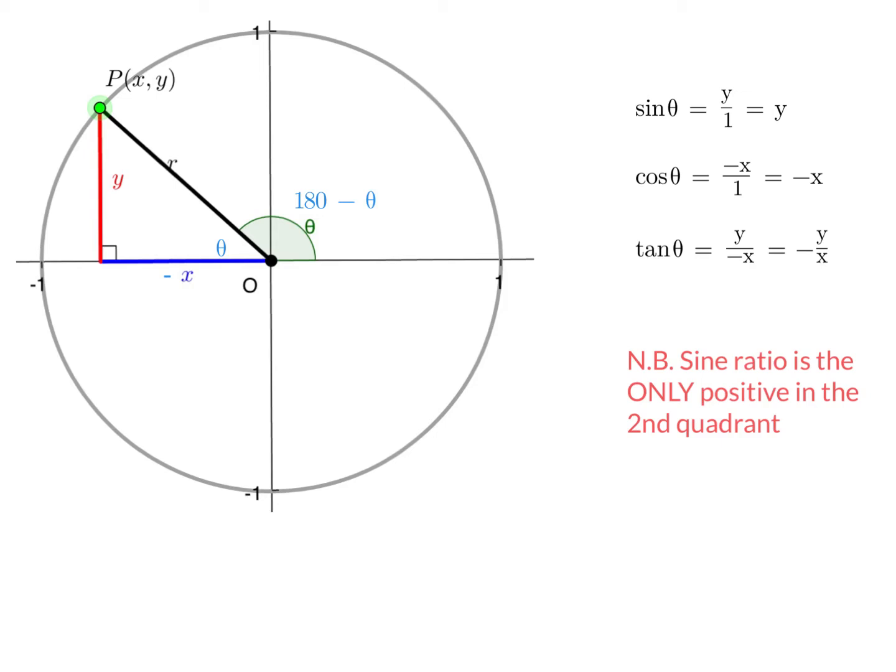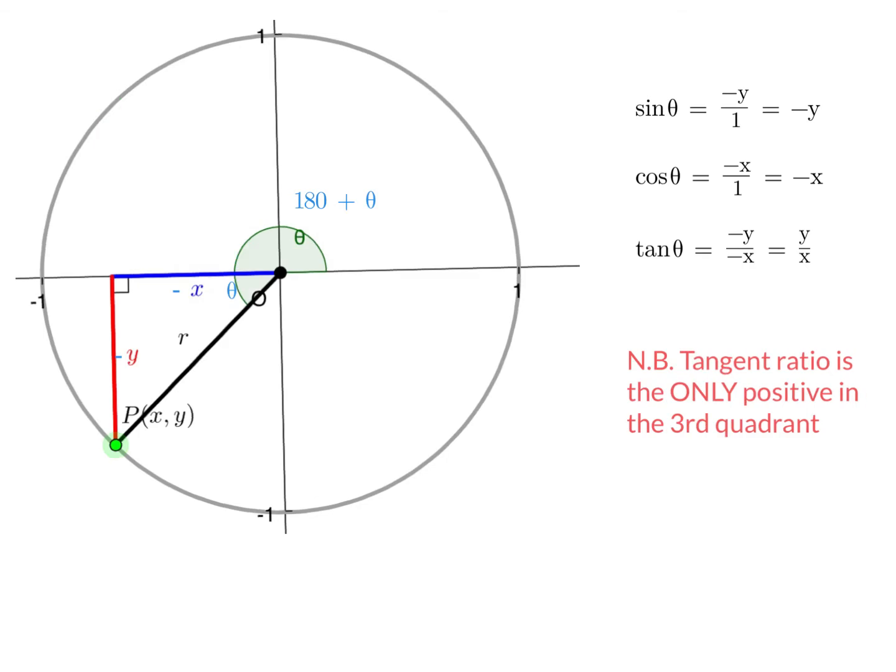So let's look. Sine, again, opposite over our hypotenuse, gets us y. Cos theta gets us negative x over 1, which is negative x. Tan theta is equal to opposite over adjacent, which is y over negative x, or negative y over x. So you'll notice that cos and tan are negative in this quadrant, whereas sine is positive. So we look at that sine ratio: it is the only positive in the second quadrant.